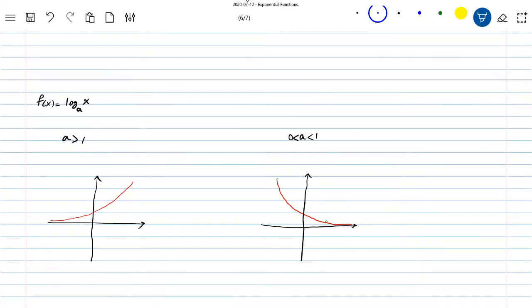Here is the important thing that we have discussed already. If we wanted to talk about the inverse function, we needed the function to be a one-to-one function. So in this case, it had to pass the horizontal line test.